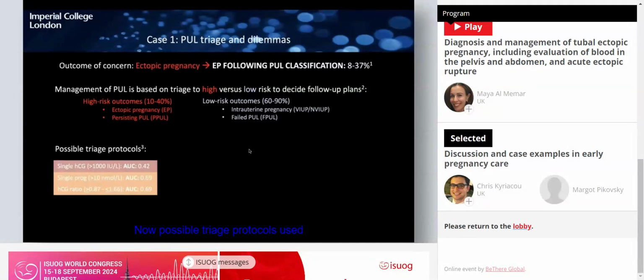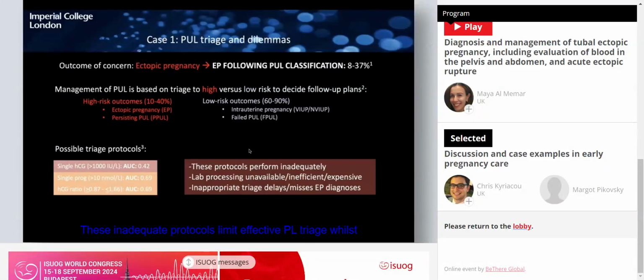Now, possible triage protocols used around the world are shown alongside their ability to discriminate high-risk outcomes, presented using areas under the curve, or AUC. While single-visit protocols may be advantageous for throughput, HCG cutoffs perform extremely poorly, and progesterone assays are not widely used, but can also be quite expensive. 2-visit HCG ratio protocols have equivalent performance to single progesterone, but again, the AUC remains suboptimal. These inadequate protocols limit effective PUL triage whilst being inefficient and costly.